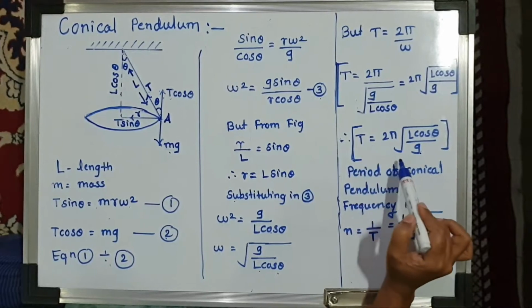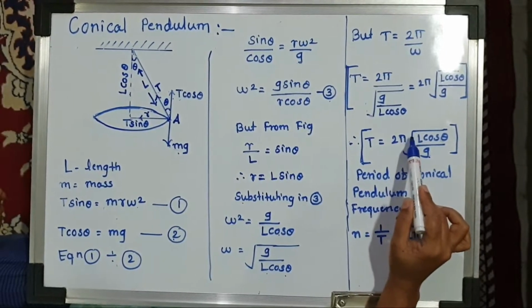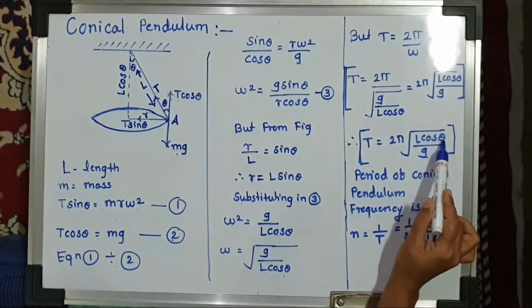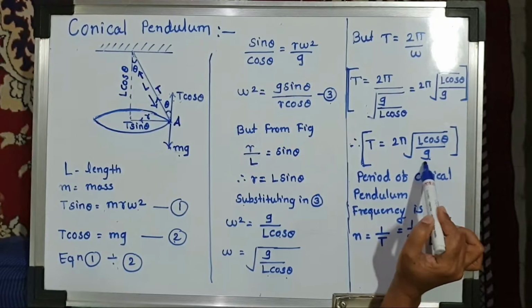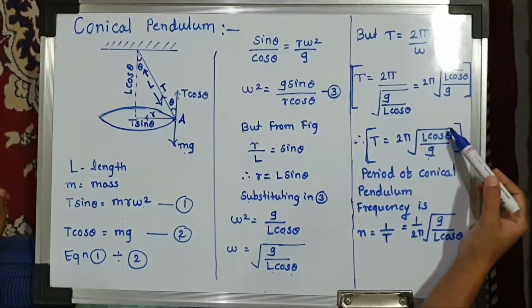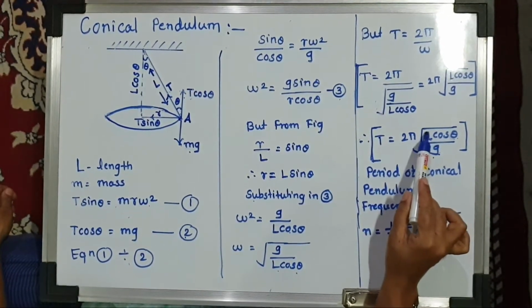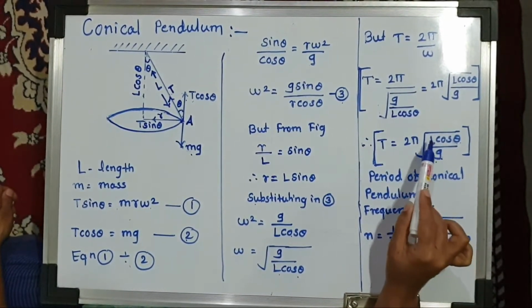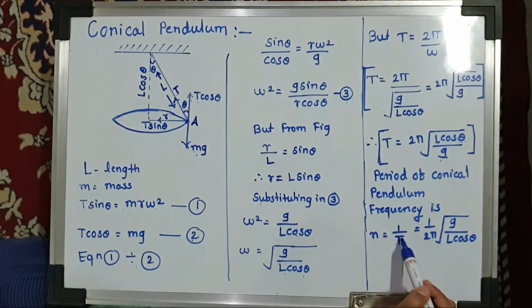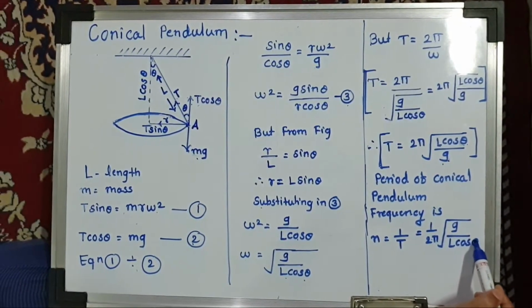Now see this equation of the period. Here mass is absent, which means the period of a conical pendulum doesn't depend on mass. It depends on the length of the pendulum, the angle of inclination and the acceleration due to gravity. If theta is very small, then cos theta will be 1. So the period will be T equals 2 pi under root L upon g, and this period is the same as for a simple pendulum. Now frequency is given by n, the reciprocal of the period, so frequency equals 1 upon 2 pi under root g upon L cos theta.